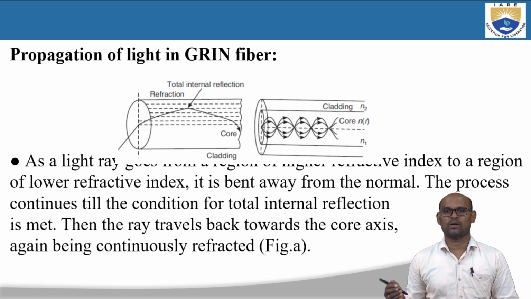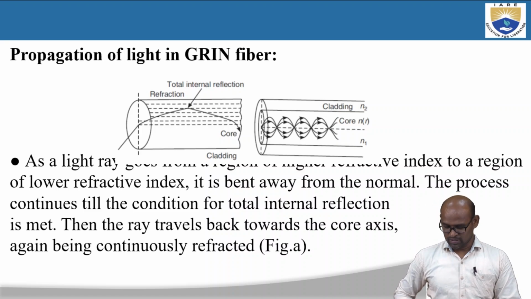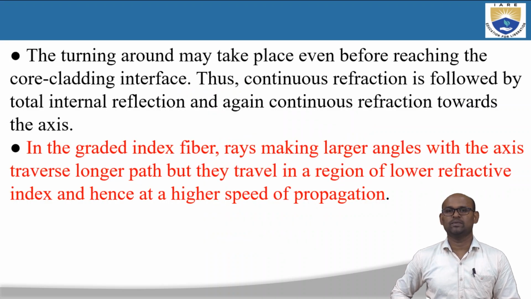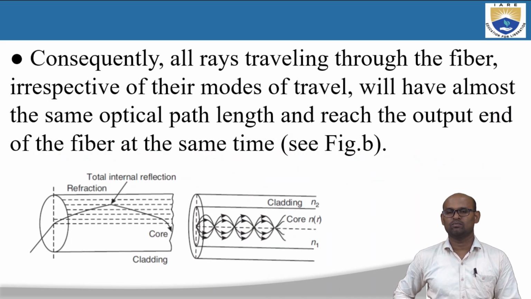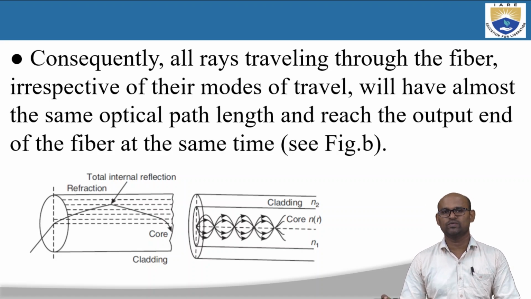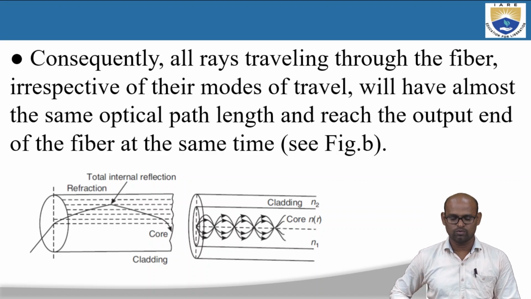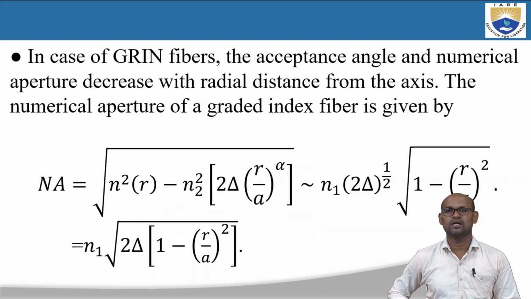We have discussed the propagation of light in graded index optical fiber. In graded index optical fiber, total internal reflection is met because of this refractive index change from the center to the core cladding interface, and irrespective of the modes, whether they are taking longer path lengths or shorter path lengths, all the modes will travel and reach the output end at the same time. So that is the advantage of this multi-mode graded index optical fiber.